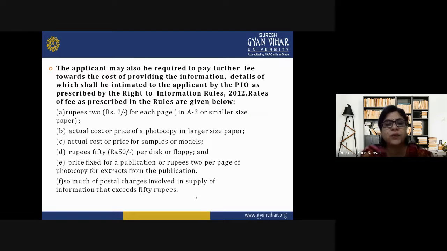Number one, rupees 2 for each page in A3 or smaller size paper. Next, actual cost or price of photocopy in larger size paper. The next is the actual cost or price of samples or models. Then rupees 50 for disk or floppy, and price fixed for publication or rupees 2 per page of photocopy for extracts from the publication. Then postal charges involved in supply of information that exceeds 50 rupees.